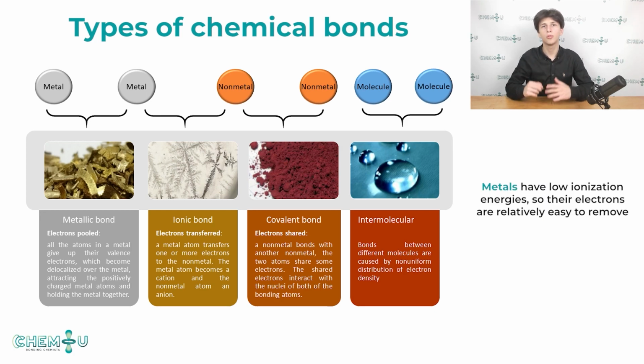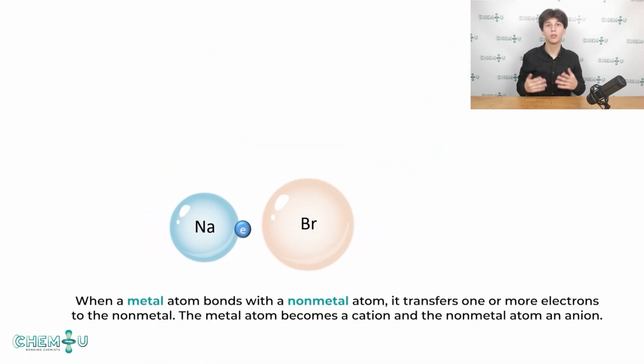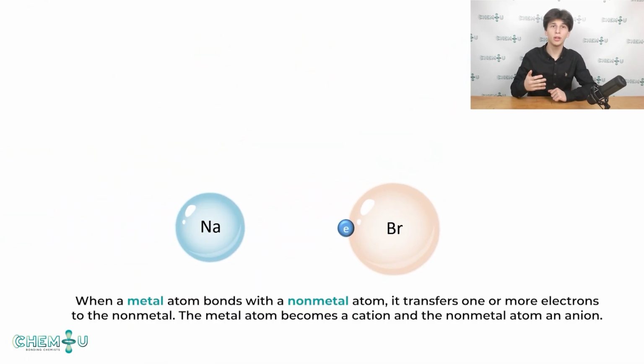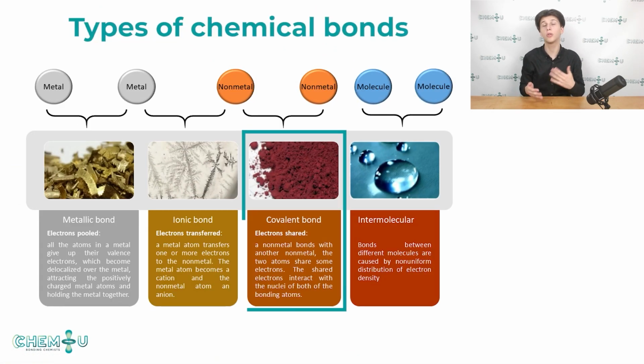From the school classes you already know that metals tend to have low ionization energies, that is, their electrons are relatively easy to remove, and that non-metals tend to have negative electron affinities, meaning that they readily gain electrons. When a metal atom bonds with a non-metal atom, it transfers one or more electrons to the non-metal. The metal atom becomes a cation and the non-metal atom an anion. These oppositely charged ions attract one another, lowering their overall potential energy as described by Coulomb's law. The resulting bond is ionic. The next popular bond is called covalent bond.